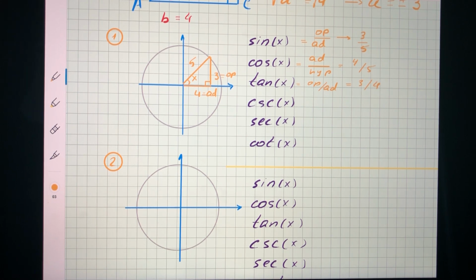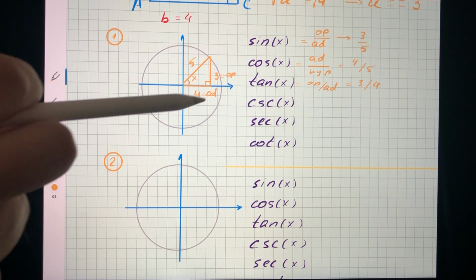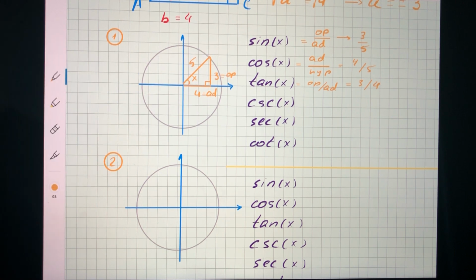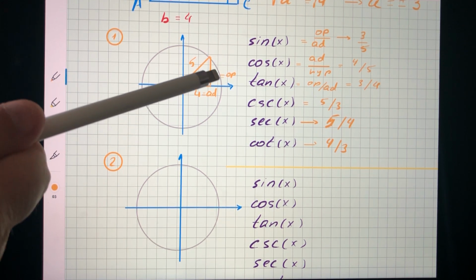The other 3 functions are the reciprocals of the first 3. So the cosecant is the reciprocal of sine, which is 1 over sine. So all we do is we go to the sine number and we flip it. We get 5/3. The secant is the reciprocal of cosine, so we flip the cosine number and get 5 divided by 4. And then the cotangent is the flip of tangent, which makes 4/3. So that's the first possibility. That's all the 6 functions if our triangle happens to be in the first quadrant.